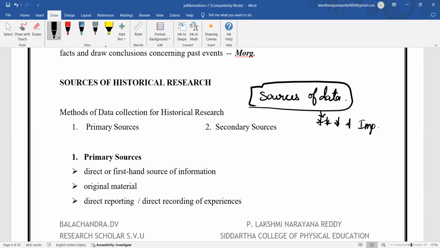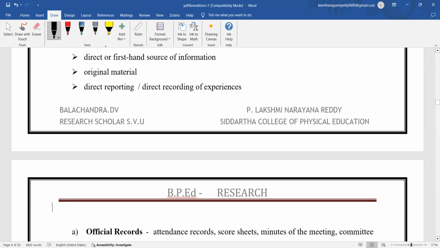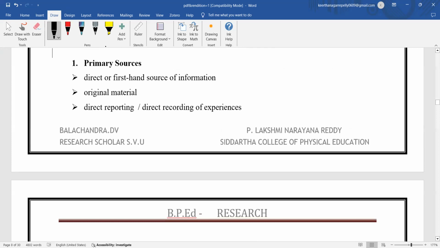Now, the methods of data collection for historical research are of two different types: primary sources and secondary sources. Let us see what primary sources are. What are the examples given up here? Direct or first-hand sources of information, original material, direct reporting, direct recording of experiences. These are the best examples of primary sources. The first-hand sources we call primary sources.